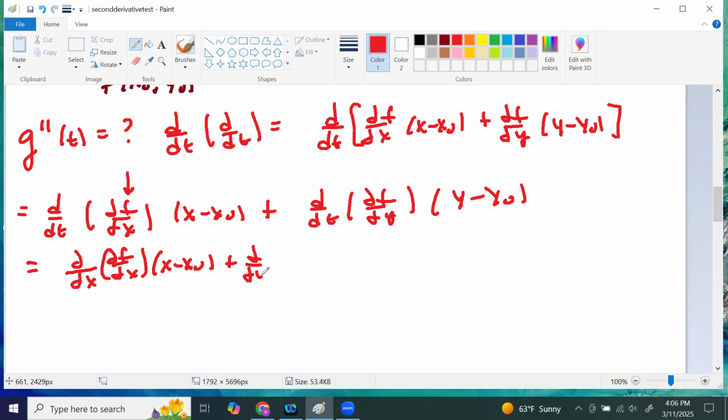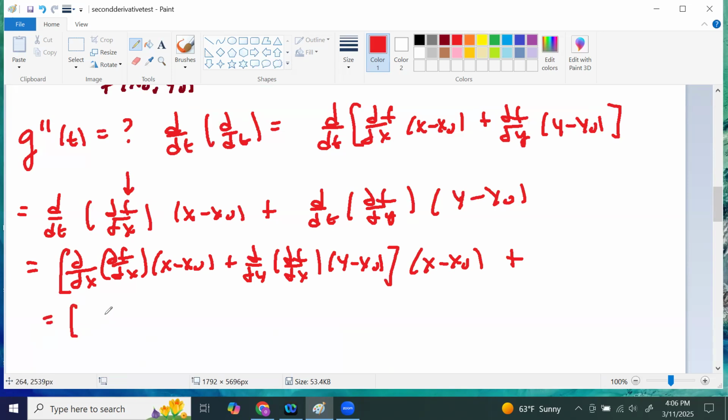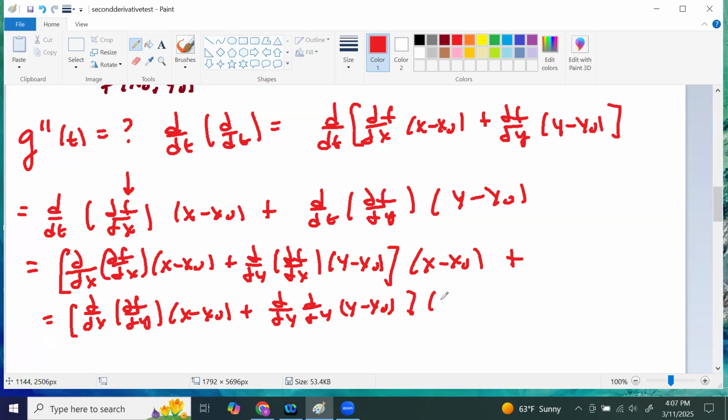Plus the partial with respect to y of the partial with respect to x, right? Y minus y naught. And all of this gets multiplied by x minus x naught. And then we have to do the same thing here. So following the pattern, we have the partial of x of the partial of y plus the partial with respect to y of the partial with respect to y, all times this constant right here.